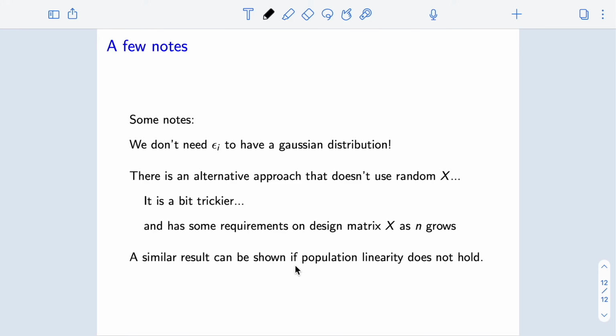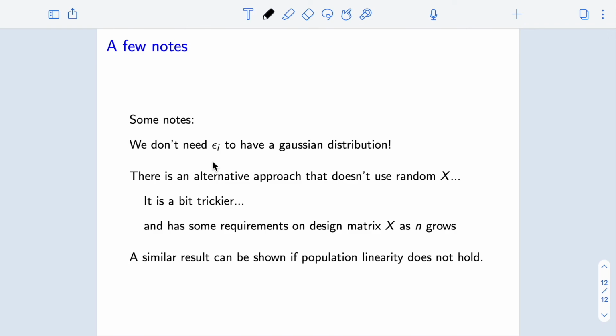So just a few notes. It's common that people claim you need errors to have a Gaussian distribution in order for regression to work, or inference from regression to work. That's not the case. We don't need the epsilon i to have a Gaussian distribution. All of those results relied on the central limit theorem and asymptotic linearity, not exact Gaussianity of anything.